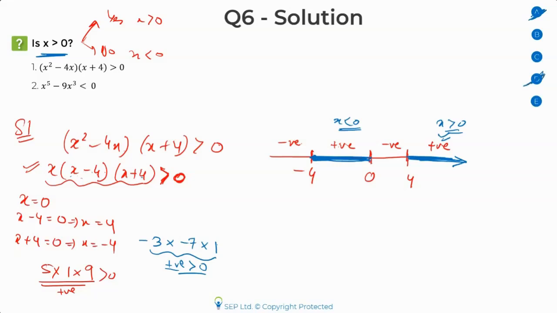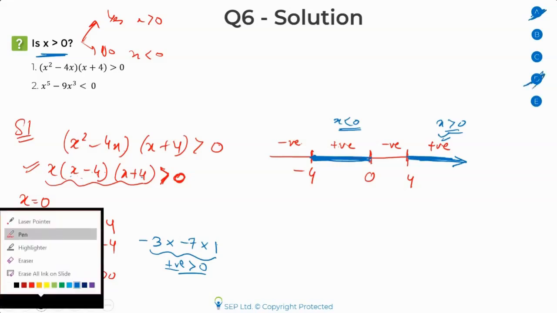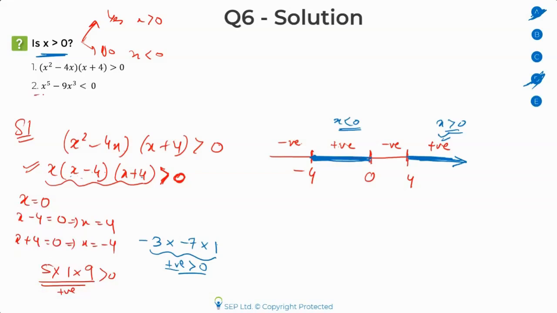Okay. Now let me go back to the usual color, and I'm going to do the same thing for the next one. If I look at statement 2, I'm solving statement 2 on top because I would need to draw another number line here. x to the power 5 minus 9x cube is less than 0. Now notice less than 0 means negative, okay? Take x cube common. You'll get x square minus 9 is less than 0. And notice this is in the form of a square minus b square. So you'll get x cube times (x plus 3) times (x minus 3) is less than 0.